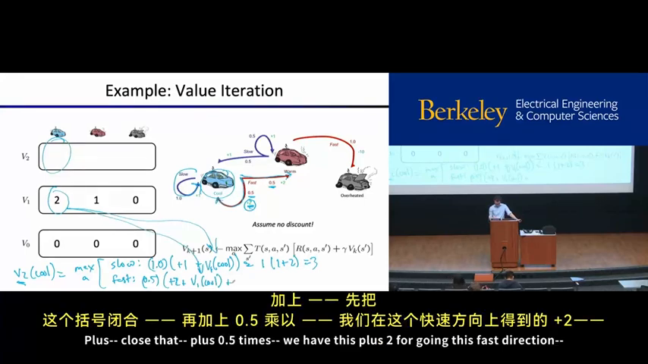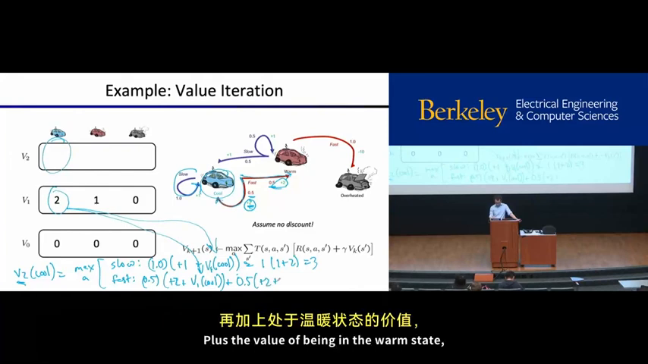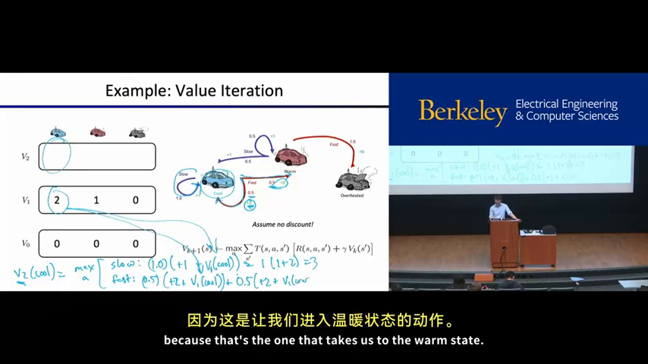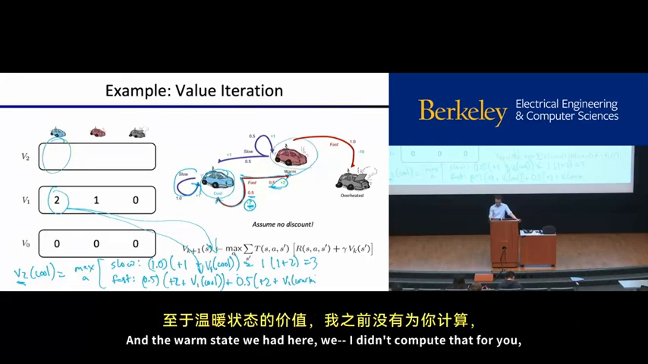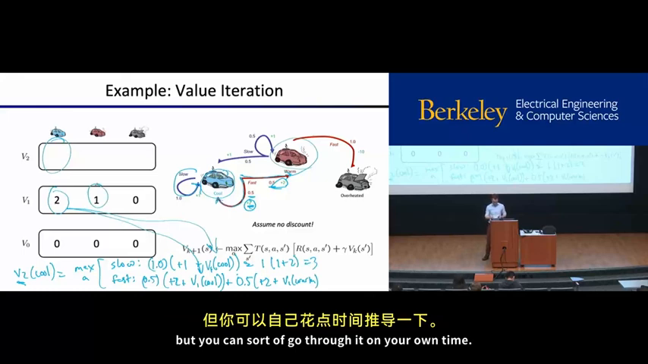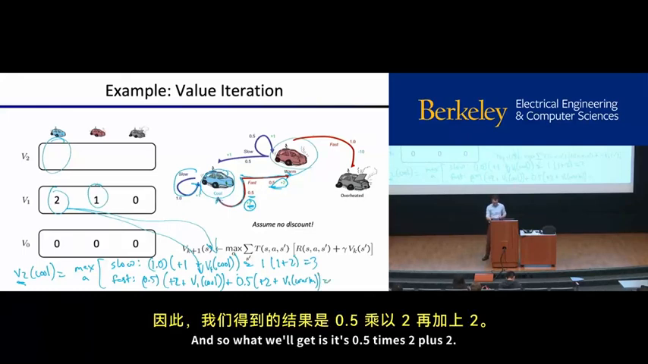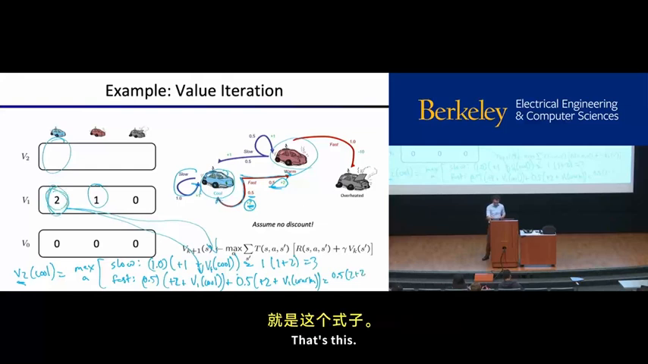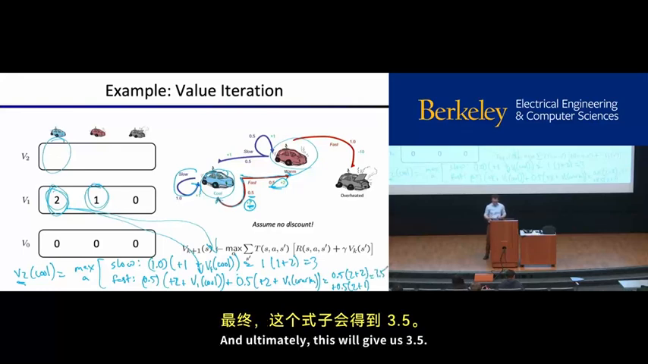Okay? Plus 0.5 times, we have this plus 2 for going this fast direction, plus 2, plus the value of being in the warm state, because that's the one that takes us to the warm state. And the warm state we had here, I didn't compute that for you, but you can go through it on your own time. And so what we'll get is 0.5 times 2 plus 2, that's this, plus 0.5 times 2 plus 1, that's this. And ultimately, this will give us 3.5.